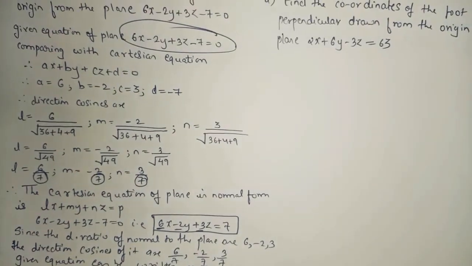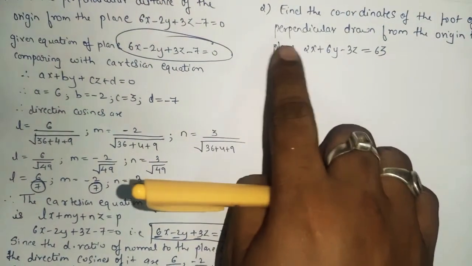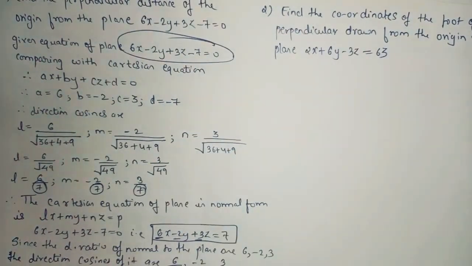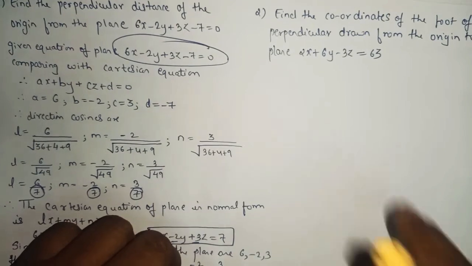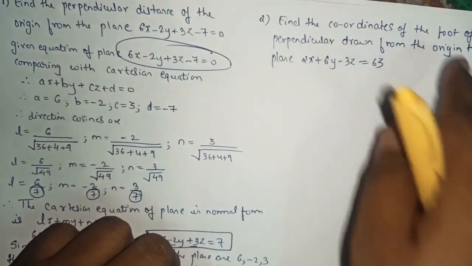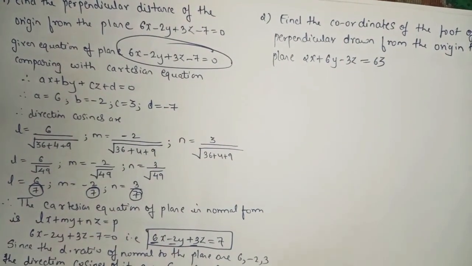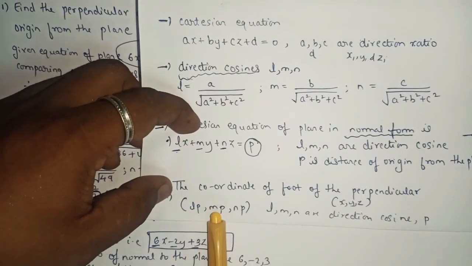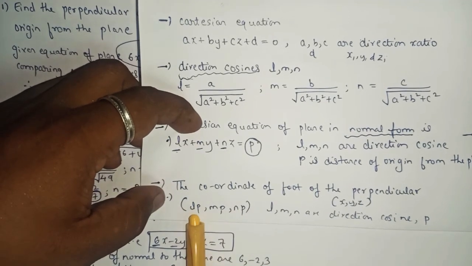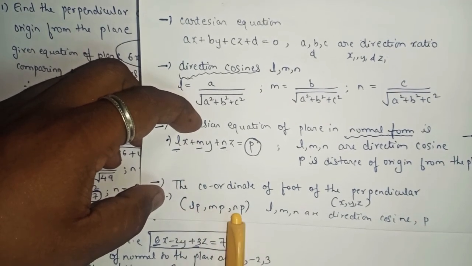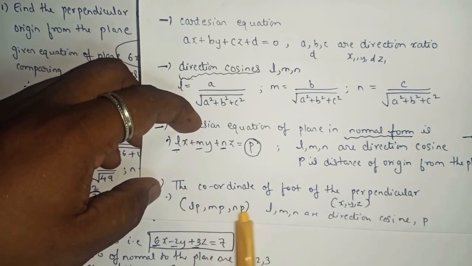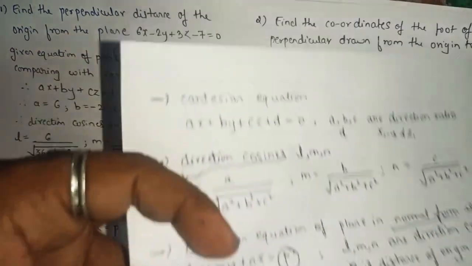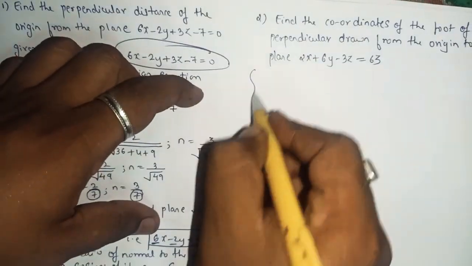So let's move on to the second one. Here the second one says: find the coordinates of the foot of the perpendicular drawn from the origin to the plane. So now here we have to find the coordinates of the foot of the perpendicular. We know the formula to find it is lp, mp and np. So of course we require p and l, m, n. What is l, m, n? It is the direction cosines. And p is the perpendicular distance from the origin. Yes or no?